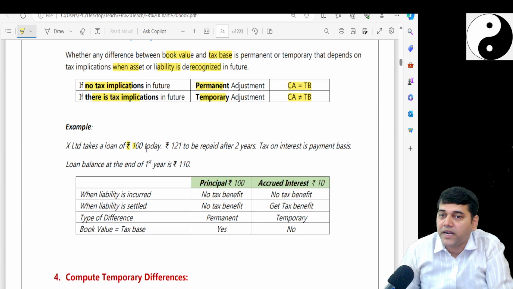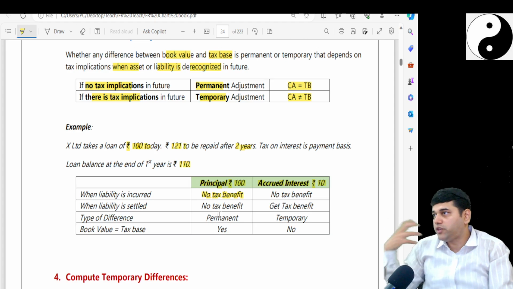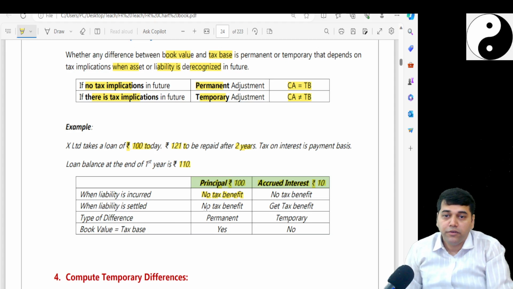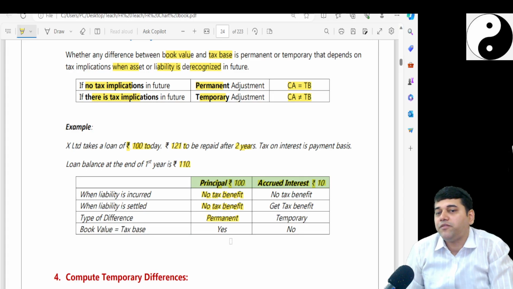Like you took a loan today of 100. 120 is repaid after 2 years. Interest is on payment basis. Now the loan balance at the end of the first year is 110. How did you get 110? 100 plus 10% interest. Now principal is 100, accrued interest is 10. When the liability is incurred, there is no tax benefit. When you took the loan, did you get a tax benefit on the principal? When you repay the loan, will they give you a tax benefit on the principal? No, that's why the type of difference is permanent.